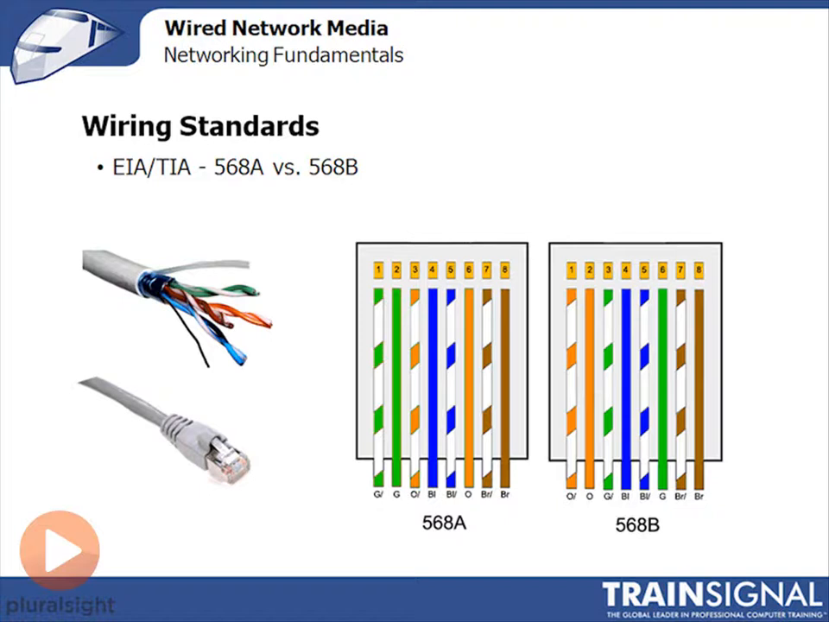Now 568B, we change things up a little bit. Okay, we start off with orange white to the left, followed by solid orange, then green white. Then you'll notice that you have the solid blue and the blue white is in the same spot. Then you have a solid green, and then again the brown and white and the solid brown are in the same spot. So really what we've done is we've just interchanged the green and the orange. And the reason we did this is for the purposes of something called a crossover cable.